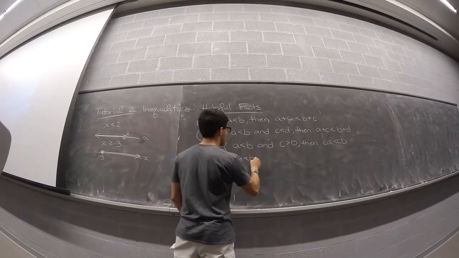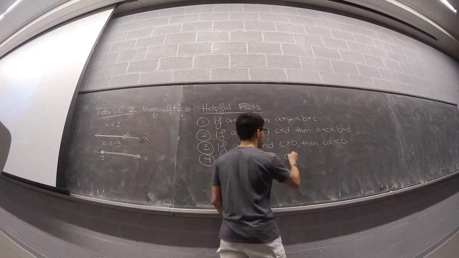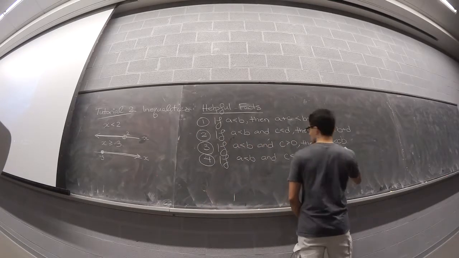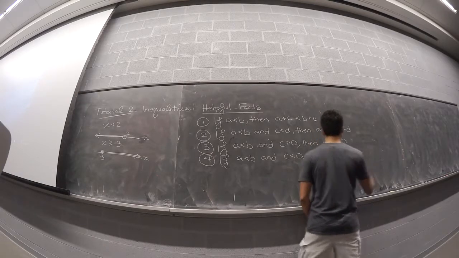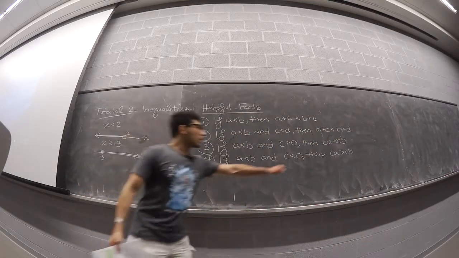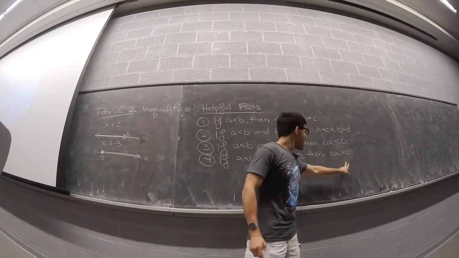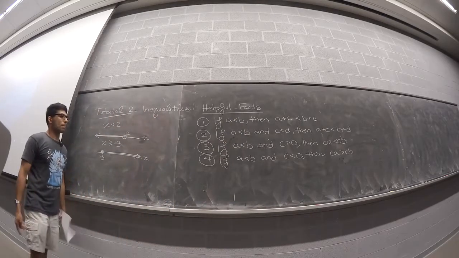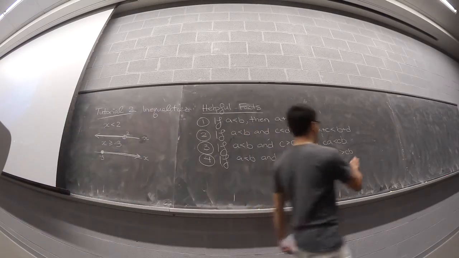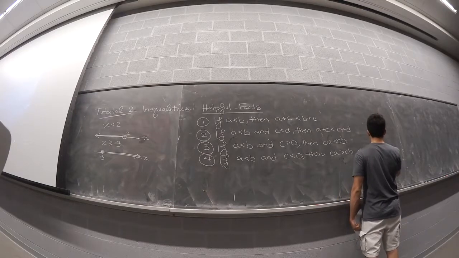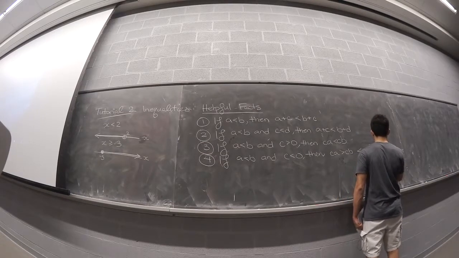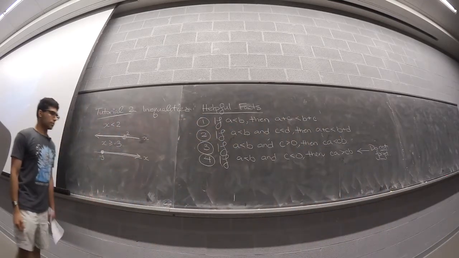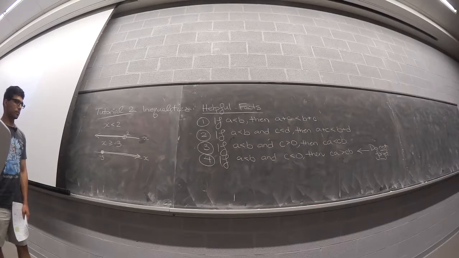If A is less than B and C is negative, then CA is greater than CB. Okay, so if you multiply by a negative number, then you've got to flip this. Do not forget this.